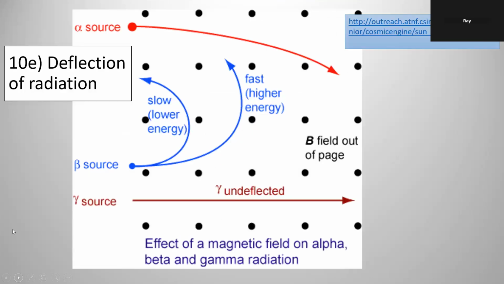Deflection of radiation: gamma ray will pass through. Beta has smaller mass, larger velocity. Alpha has two positive charges, greater mass, slower velocity, less deflection. The field is out of the page. You can check, see whether you can get the direction or not.